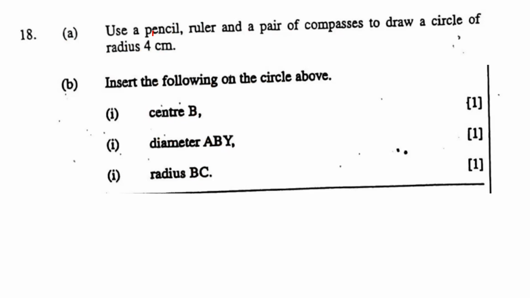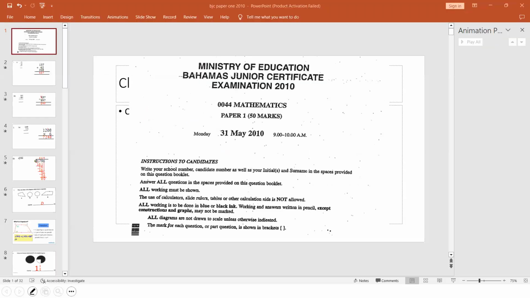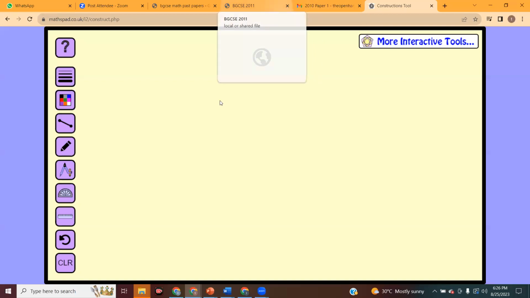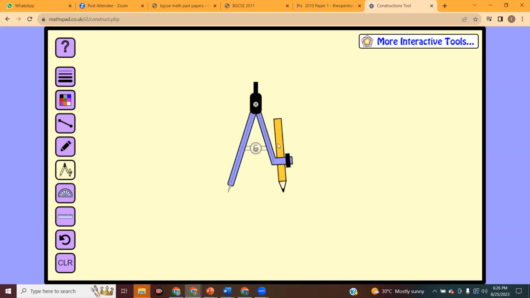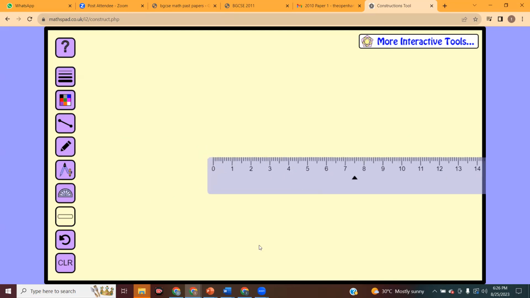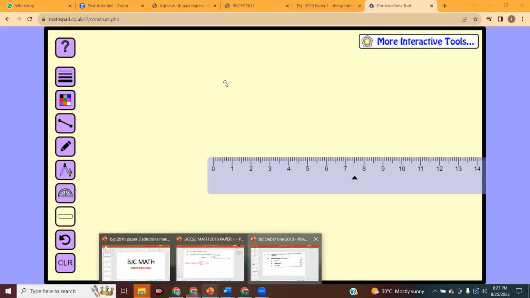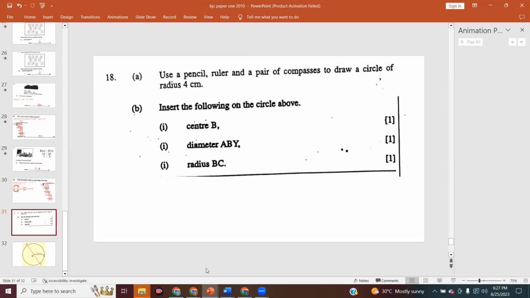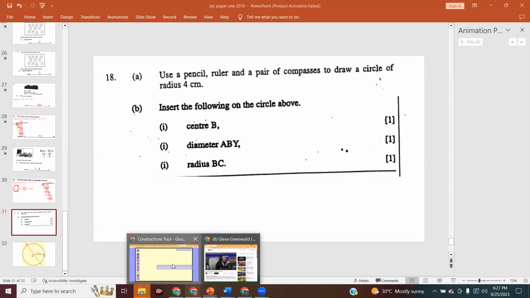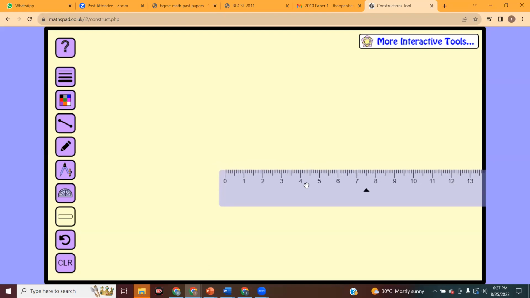And so what do they want us to do? They want us to use a pencil, a ruler, a pair of compasses. And so they want us to use these geometrical instruments in order to complete this question. And so what I'm going to do is use some online tools to help us. So let's consider the compass, but let's first look at the ruler, because the question says that they want the radius to be what? 4 centimeters. And so let's consider that.